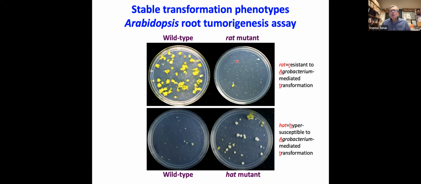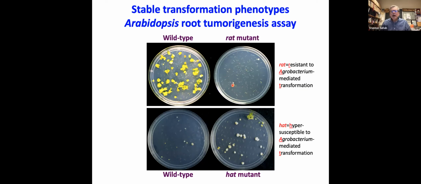And sometimes we work with plant mutants, and sometimes we find mutants that cannot get very good stable transformation. We call these rat mutants, for resistant to Agrobacterium transformation. And we have about 150 of these mutants now in different genes in Arabidopsis.